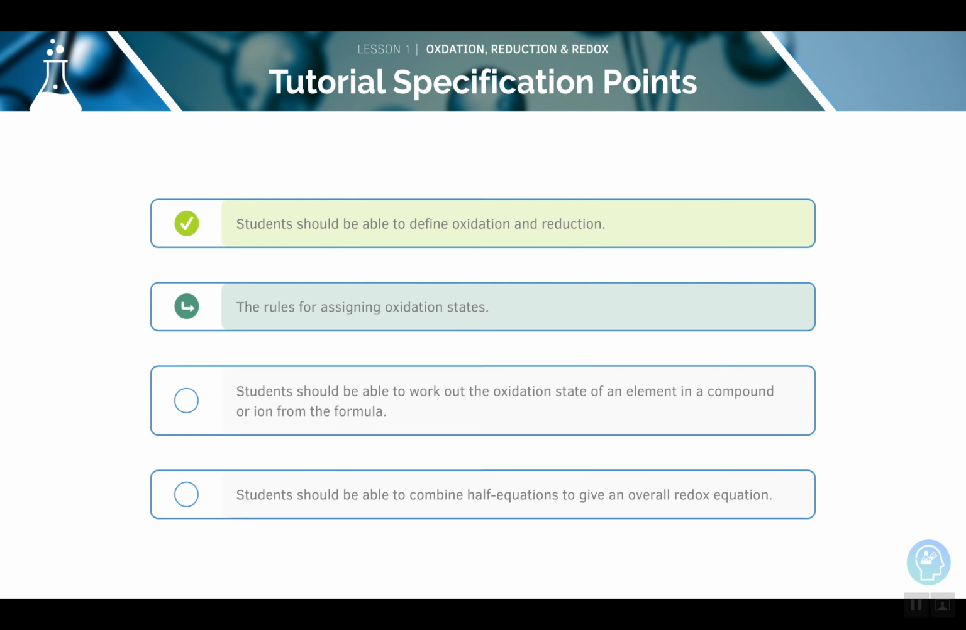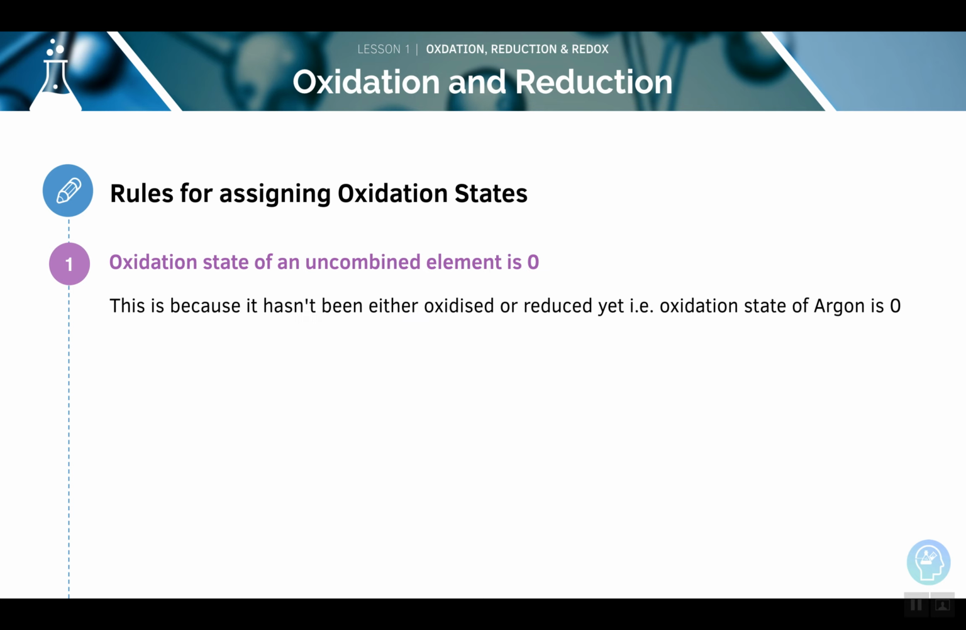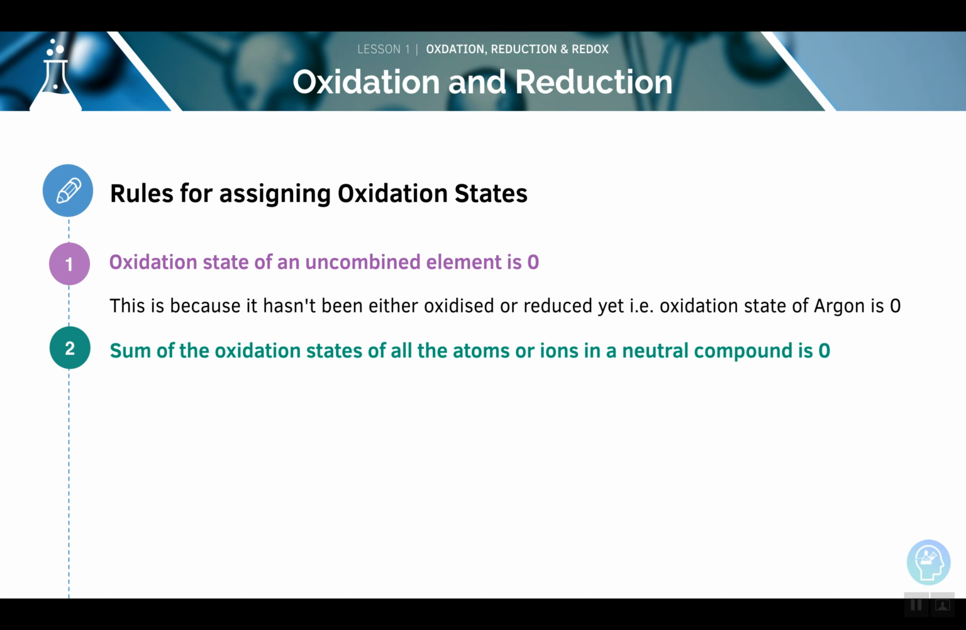Now, we will look at how we assign oxidation states. You should be aware of the 8 main rules for assigning oxidation states of an element in a compound or ion from the formula. First, the oxidation state of an uncombined element will be 0. This is because it hasn't been oxidized or reduced yet. The sum of the oxidation states of all the atoms or ions in a neutral compound will also be 0. For example, sodium chloride has an overall oxidation state of 0.